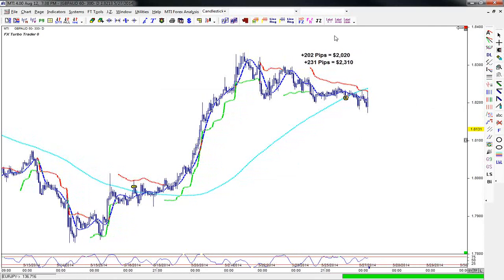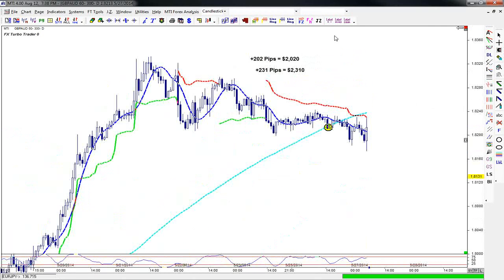All right. Based on what you see, how many of you can tell me what would you do right now based on what you see? You're going to sell. Why? Because your candles are below the teal blue line and you have a red indicator.